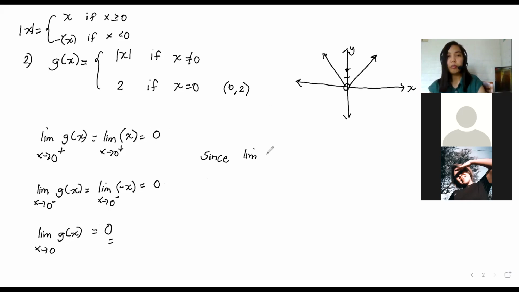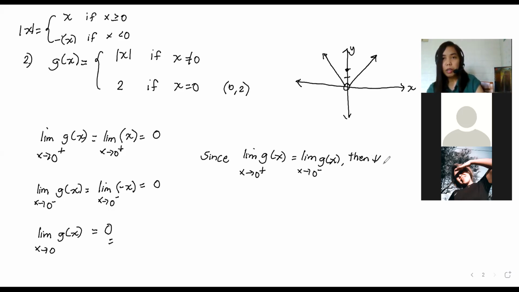Okay? Or if you want, you write, since the limit of g of x as x approaches 0 from the right is equal to the limit of g of x as x approaches 0 from the left, then the limit of g of x as x approaches 0 is 0. That's it.